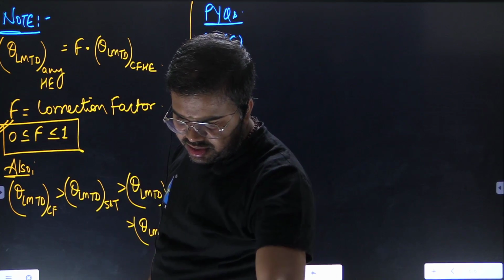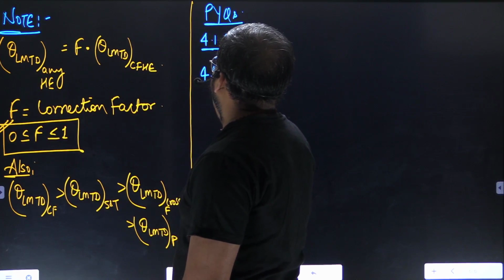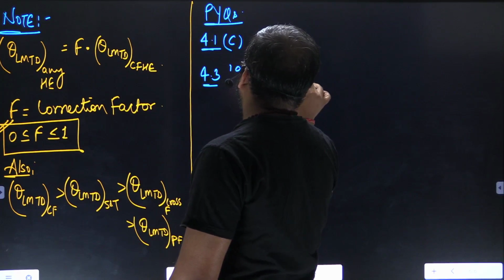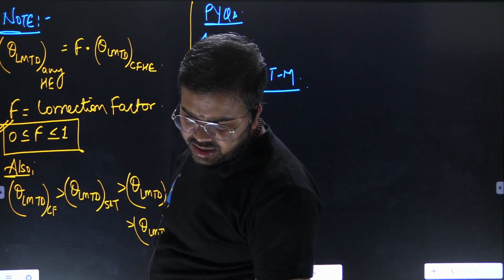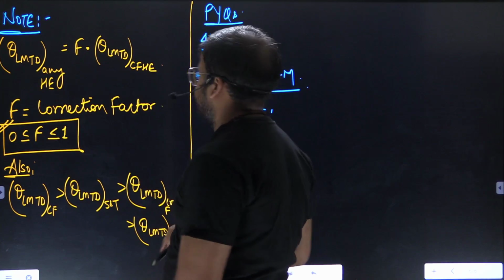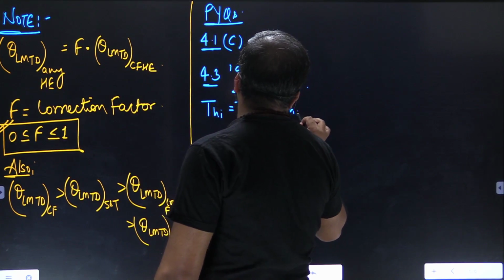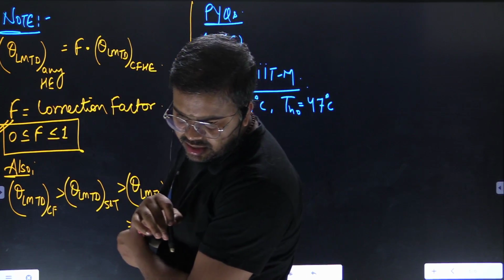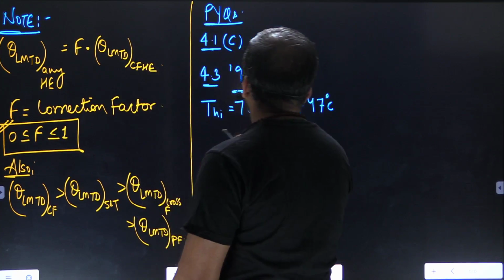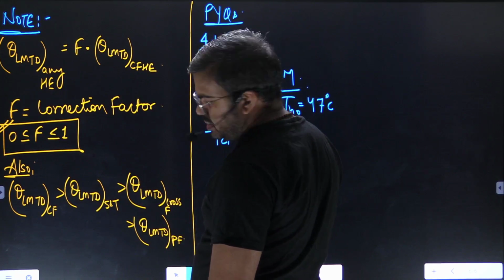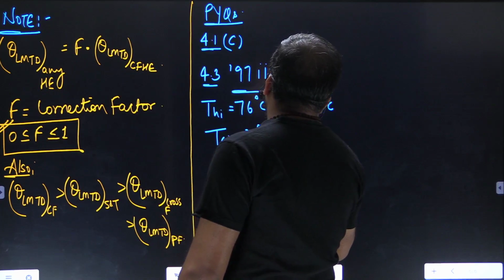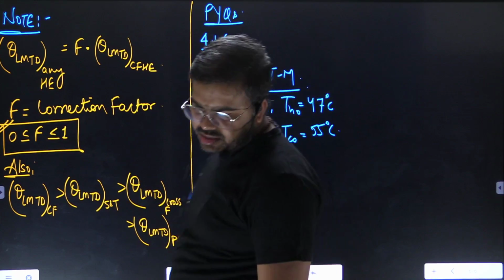Okay, let's just do 4.3. Okay, 4.3 is IIT Madras 97. What does this question say? Simply says that there's entry of hot fluid at 76 degrees Celsius and it leaves at 47 degrees Celsius. Cold fluid entering at 26 and leaves at 55 degrees Celsius. Is it clear?